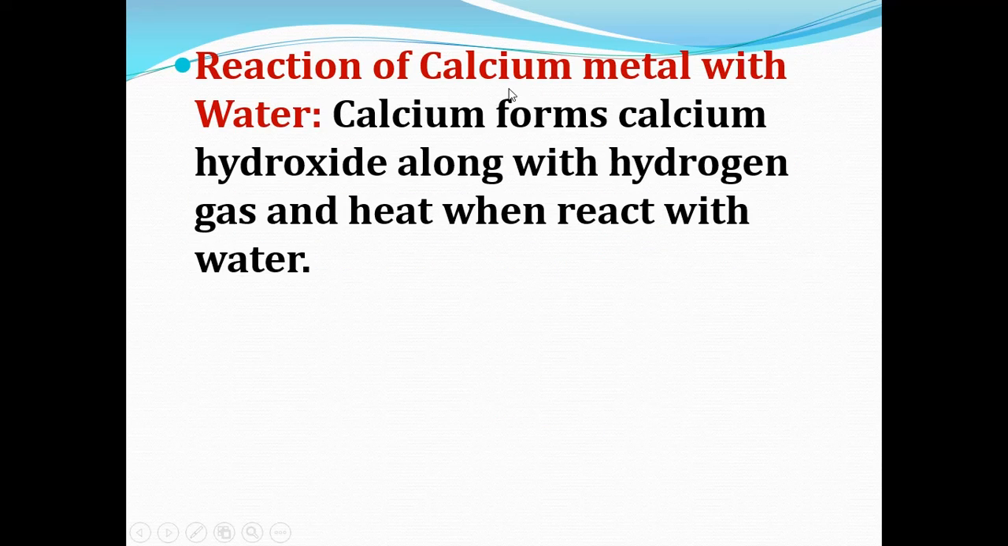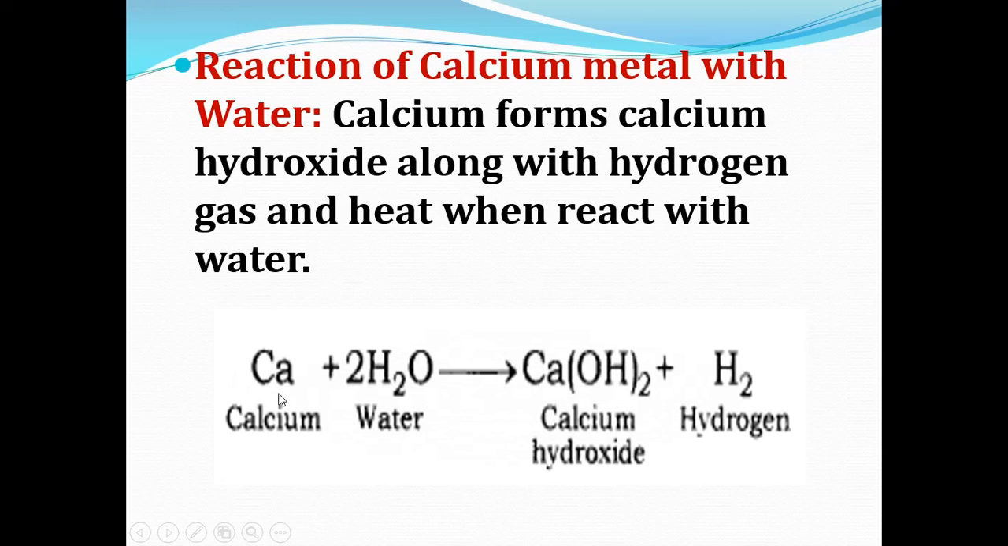Here, reaction of calcium with water. Calcium will form calcium hydroxide along with hydrogen, and it will liberate heat when it reacts with water. So calcium forms calcium hydroxide and hydrogen when it reacts with water. Here is the equation: Ca plus water H2O gives Ca(OH)2 plus H2.